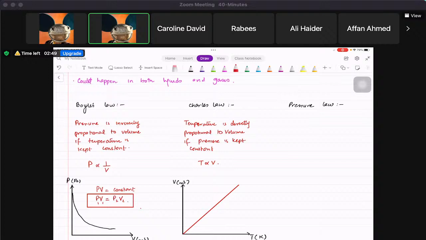Now this is a classic example of hot air balloons. Have you seen them? Have you traveled on them? Nobody has.